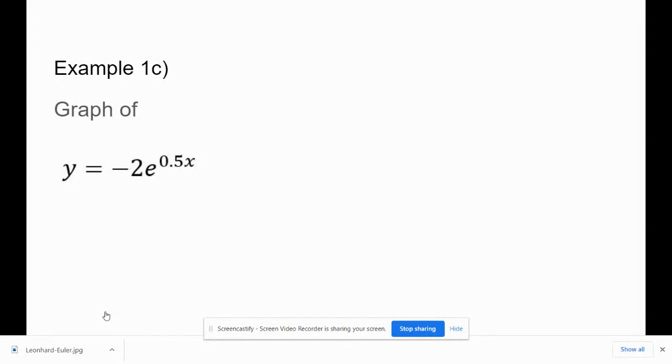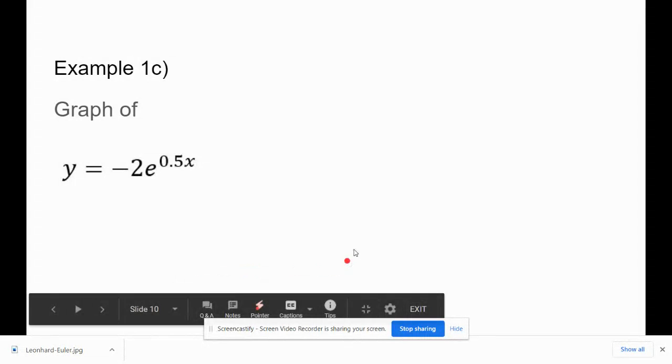That negative 2 out in front of it, I think what is going to happen by putting that negative sign there is it's going to reflect it down across the x-axis. The 0.5 in front of the x will make it so that it increases, or in this case it's going to look like it's going down because it's reflected down across the x-axis. So it's going to decrease at a less steep rate, because we're multiplying x by 0.5, or 1/2.